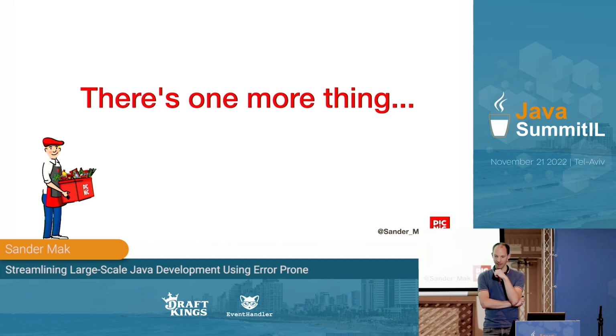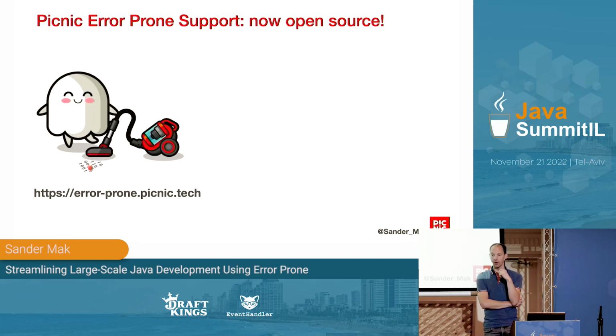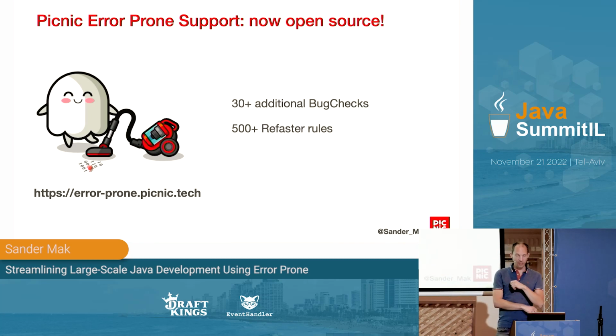It's very nice that I can also share with you that we actually open sourced our extensions to error-prone. So all of the checks that I mentioned, so SLF4J and all of the other ones, we pushed into an open source project called error-prone support. If you go to errorprone.picnic.tech, you will see a site where you can find many additional bug checks and even more of these rewrite rules, including the JDK 8 to 11 and 11 to 17 rules that you can use on your projects by just adding error-prone support as an additional dependency to your annotation processor path.